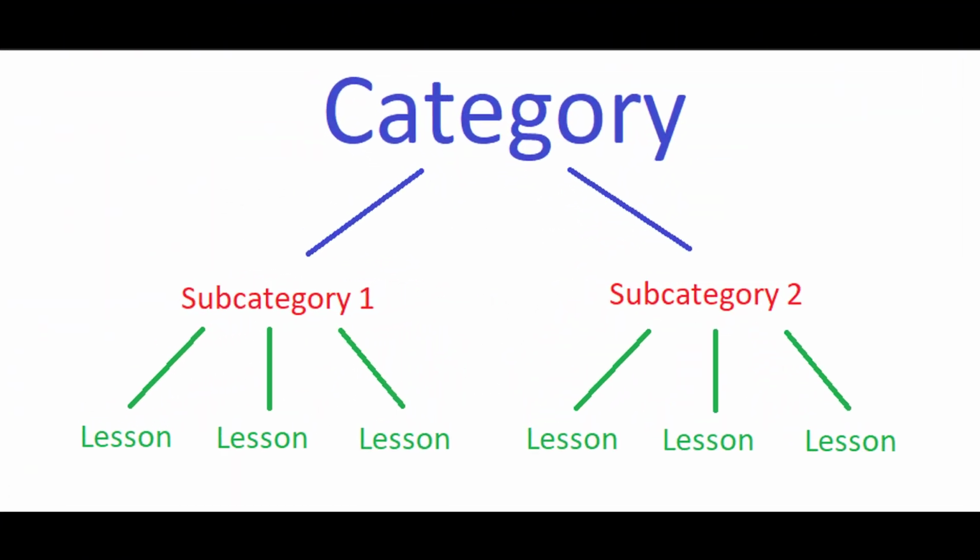So the lesson tree format essentially looks like this. You have your high-level category. Underneath the category, you can have multiple subcategories. And then underneath each subcategory, you can have multiple lesson plans.